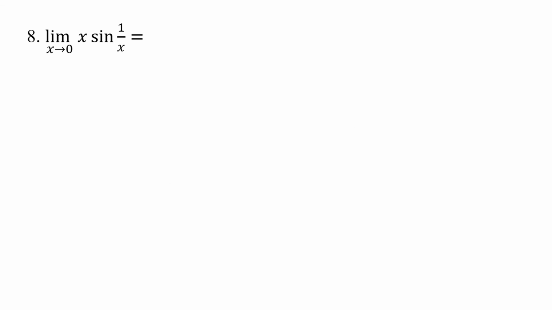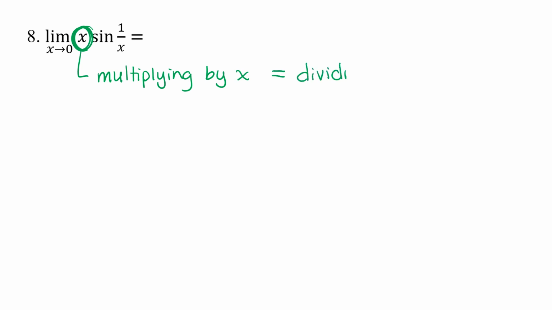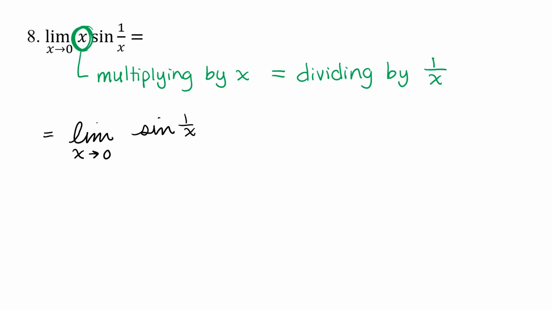We have the limit as x approaches 0 of x times sine of 1 over x. The first thing we'll want to do is try to write this as a quotient. A common trick that you'll want to use over and over in calculus is that multiplying by x is equivalent to dividing by 1 over x. So this is equal to the limit as x approaches 0 of sine of 1 over x divided by 1 over x. And now this actually works out pretty well. These guys match each other, so this limit evaluates to 1.